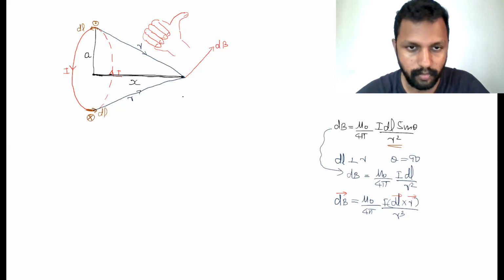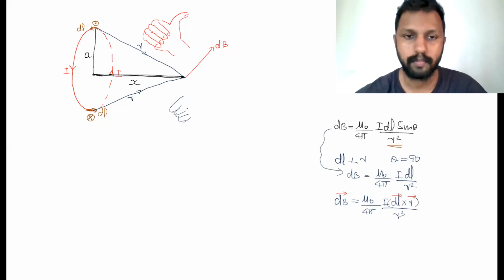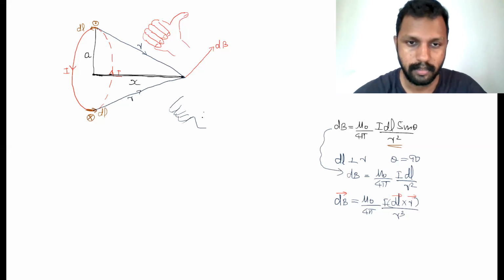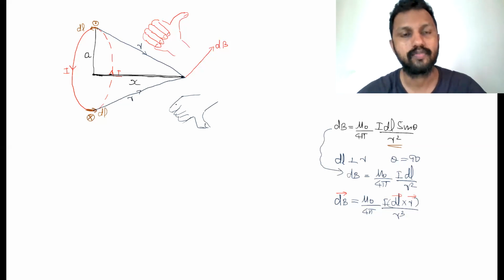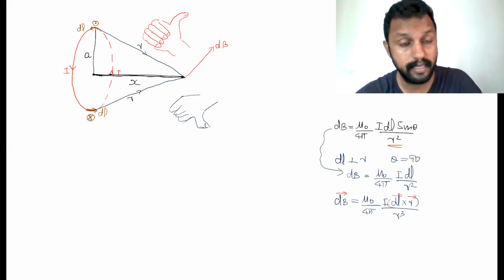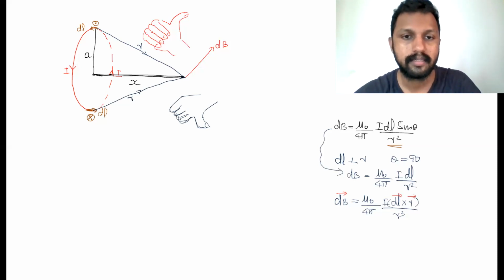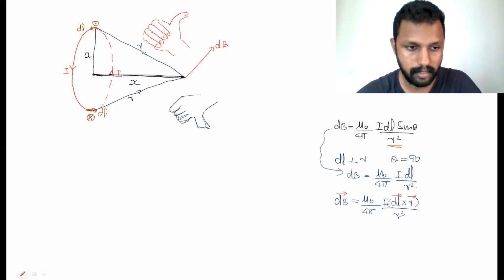The direction of db should be like this. This is the direction of db. If you are curling your right hand from dl to r, the diagram will be somewhat like this. You should imagine it, or you could curl your right hand, and this is the direction of db. Okay, the direction of db will be like this. That means the direction of db will be perpendicular to r. And let me use the red color over here.